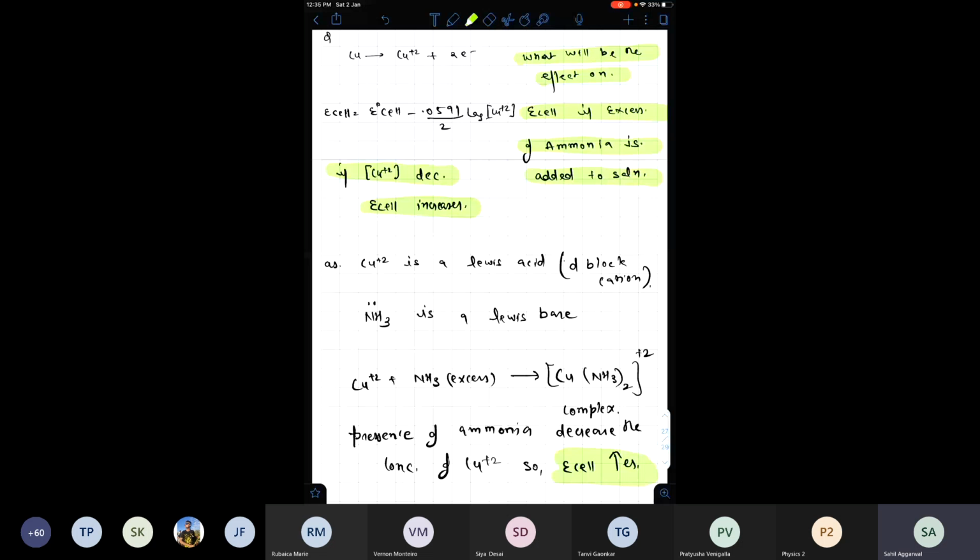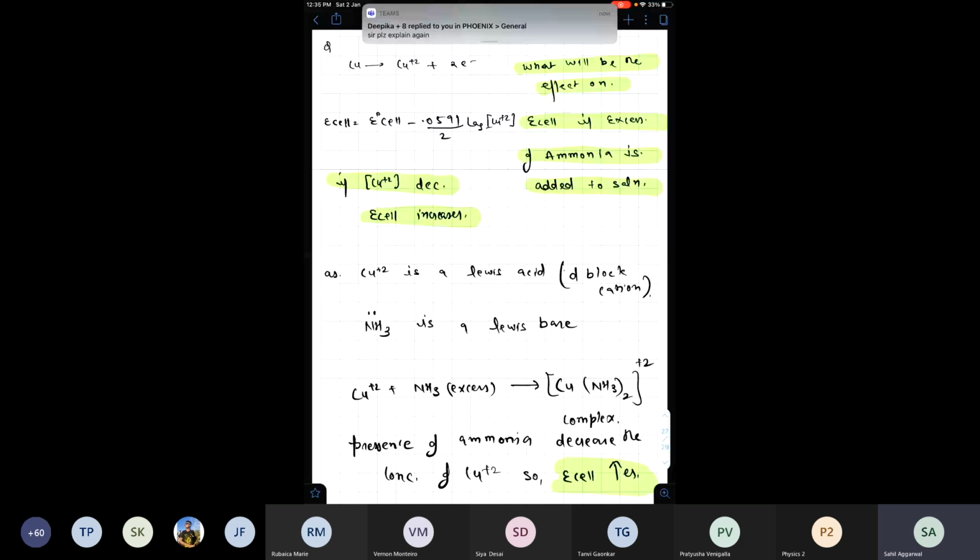Okay, Pratyusha. I said Cu2 plus is a D block cation, hence it is a Lewis acid, while ammonia is a Lewis base, we know acid base reacts. If acid base reacts, then a complex will be formed, coordination compound, we'll see in the next chapter. If this complex is forming, that means Cu2 plus ions are getting utilized. If they are getting utilized, that means concentration of Cu2 plus is decreasing. Any doubt?